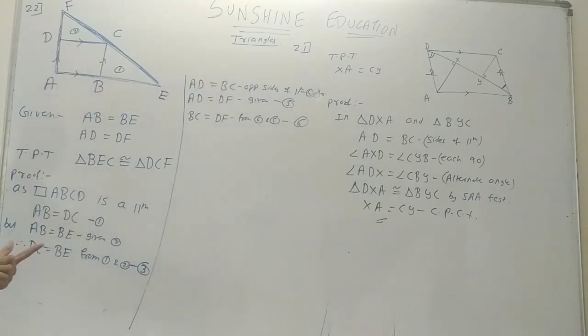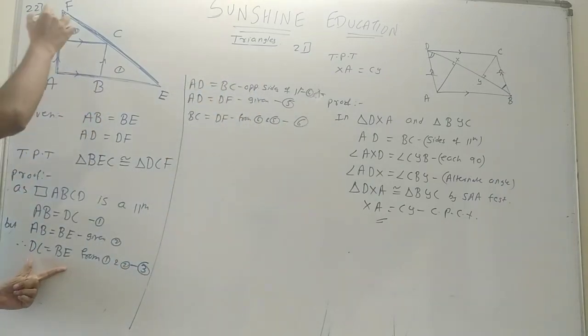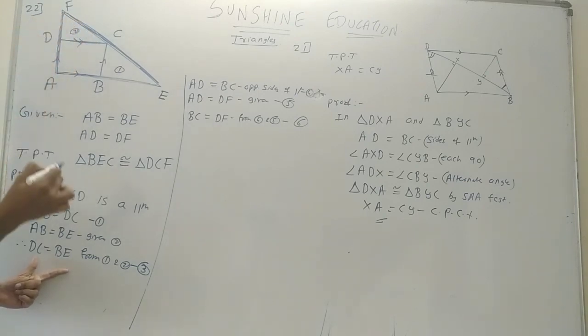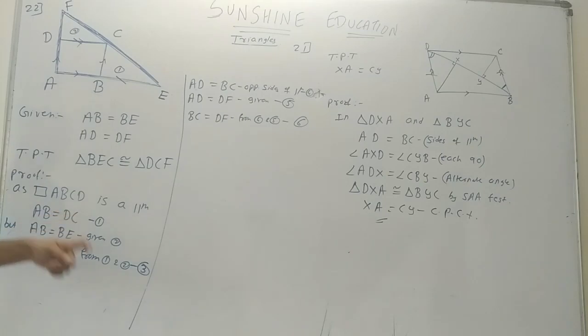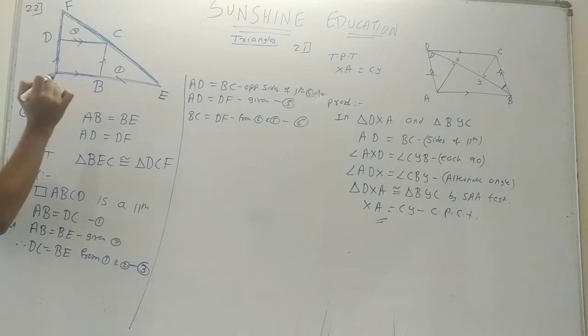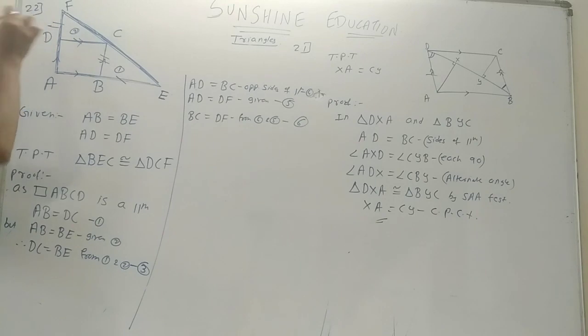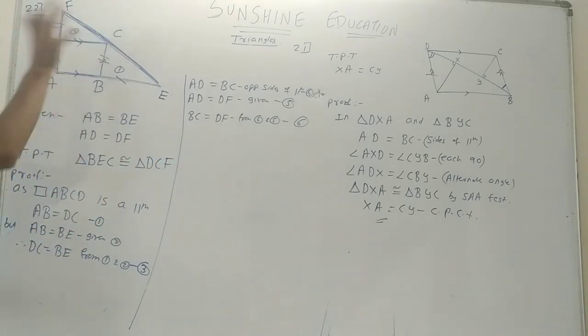Now pay attention. We have DC is equal to BE. Okay, from step number 3, we have BC. Where is BC now? BC is equal to DF. Okay. Now the two sides are equal for these two triangles. Now what will I do?